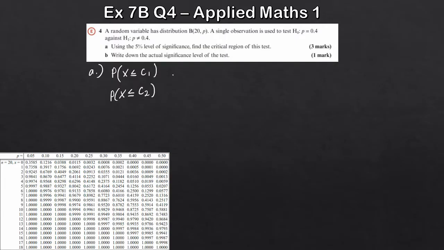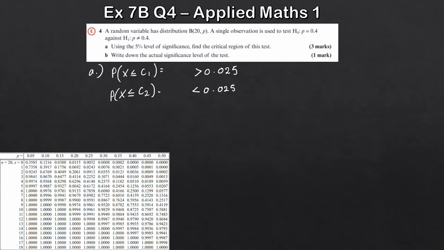And with it being a 5% significance level, we're going to compare this to 0.025. So just be very, very careful. It's not 0.05, it's 0.025, because it's 5%: you divide it by 2, because we've got both tails to consider. So what I'm looking for here is the first probability where it's greater than 0.025, and then for this one, it will be less than 0.025. So what's this going to look like?